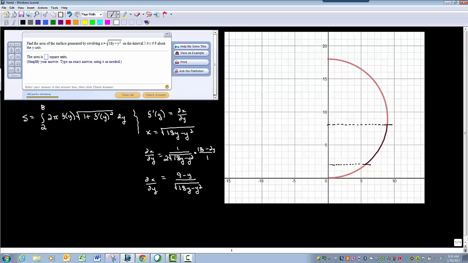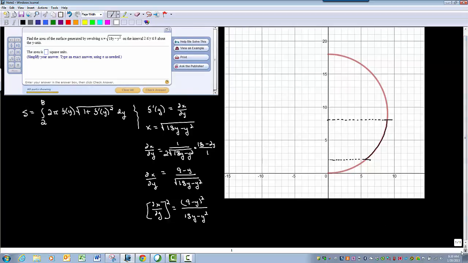So what I'm going to do with this is square it. So dx/dy squared is going to be equal to 9 minus y, squared, over 18y minus y squared. That is going to go right in here, but I'm going to have to add 1 to it and take the square root. So I might as well just go ahead and do that here. Let me get a little bit more room.